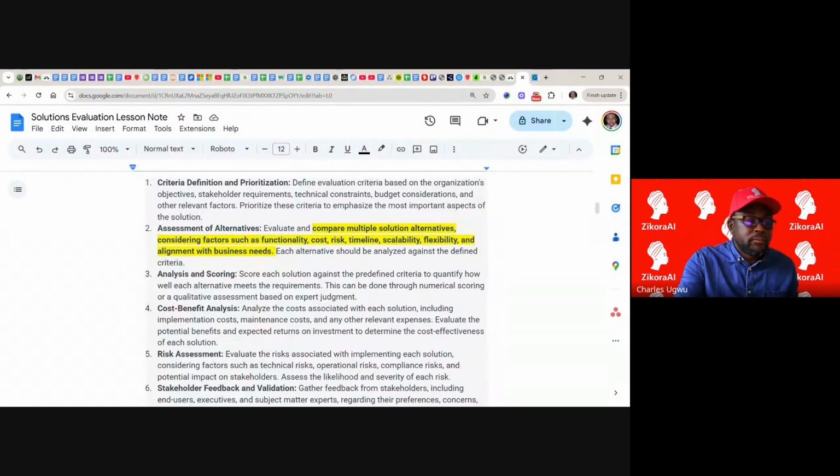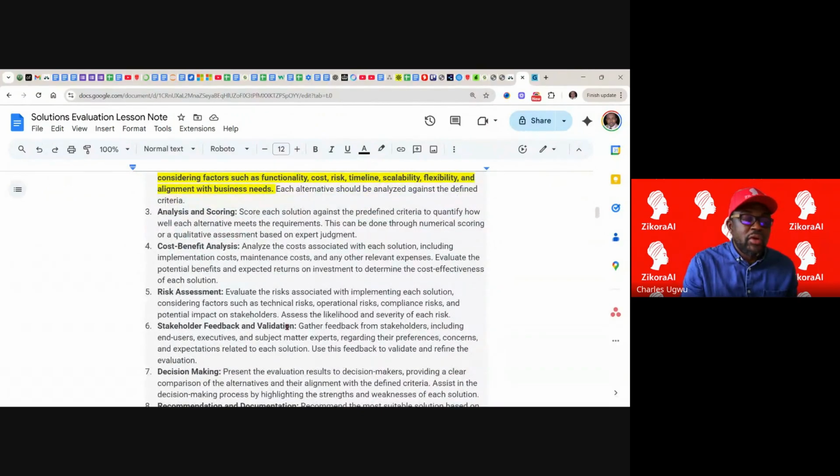Okay. Risk assessment evaluates again the risk associated with implementing the solution, considering factors such as technical risk, operational risk, compliance risk, and potential impact on stakeholders. Assess the likelihood and severity of each risk. Try to assess if there is a risk, see if this risk is something that can be handled, or is it a severe risk that we cannot handle? Is it a risk that can be transferred? Is it even a risk we can insure the solution against?